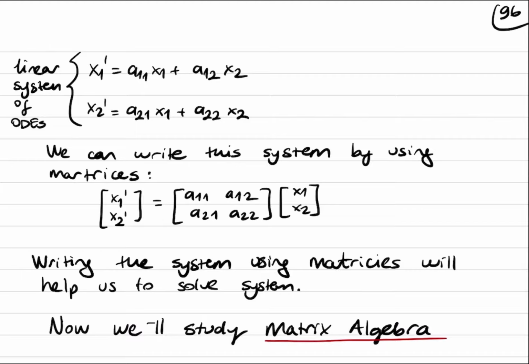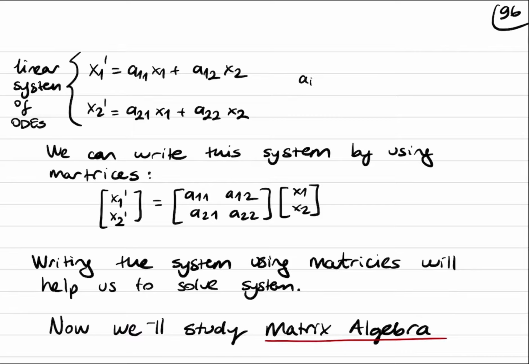Okay, here we have a system of linear ordinary differential equations. We have x1 prime is equal to a11 x1 plus a12 x2, and x2 prime, so this is the first derivative, is equal to a21 x1 plus a22 x2.